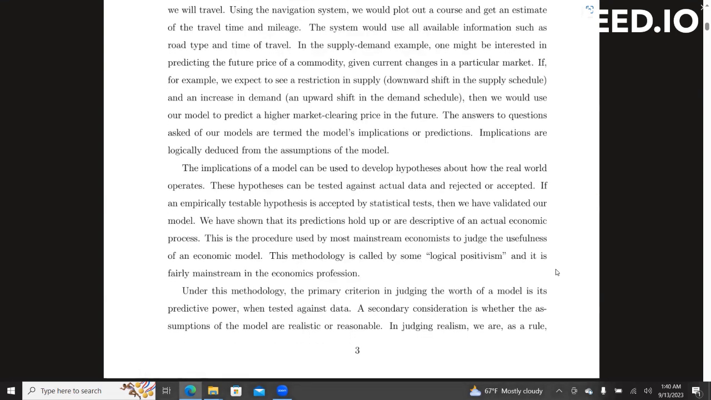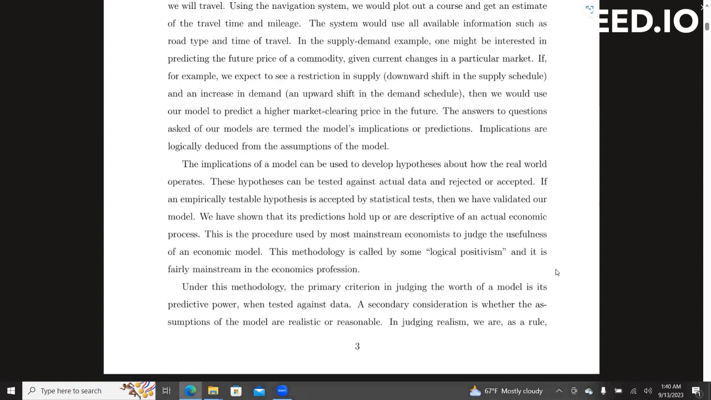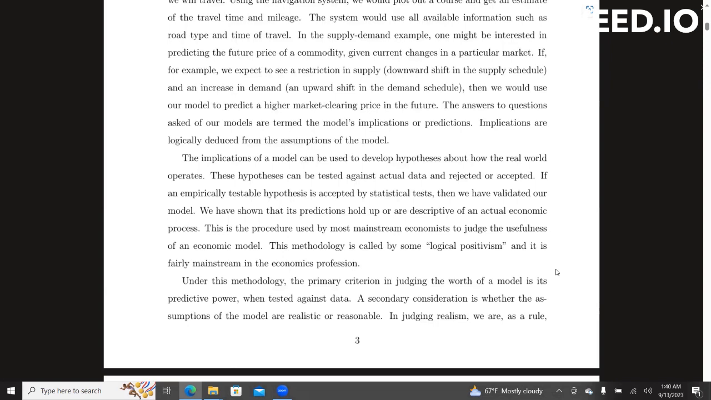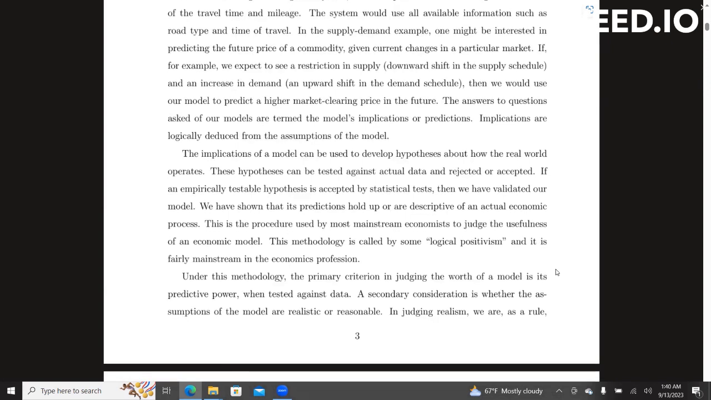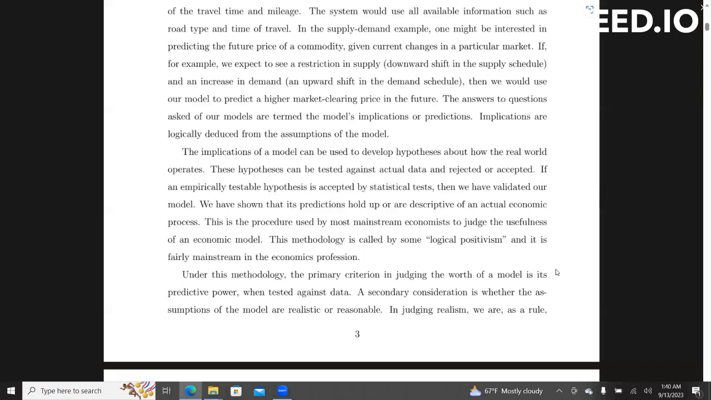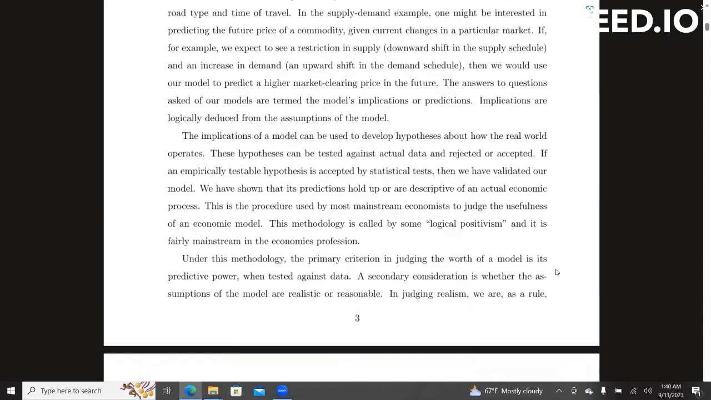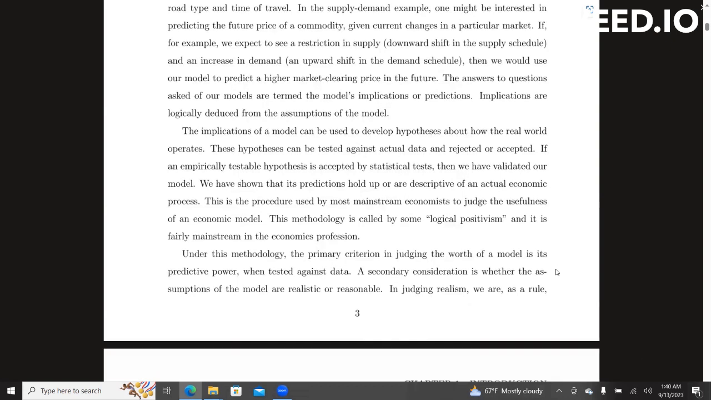In the supply and demand example, one might be interested in predicting the future price of a commodity given current changes in a particular market. If, for example, we expect to see a restriction in supply, a downward shift in the supply schedule, and an increase in demand, an upward shift in the demand schedule, then we would use our model to predict a higher market clearing price in the future. The answers to questions asked of our model are termed the model's implications or predictions.